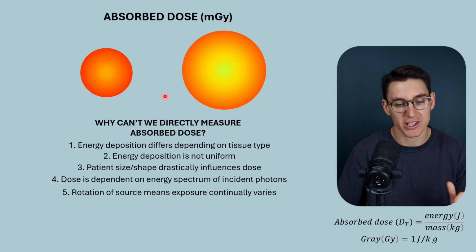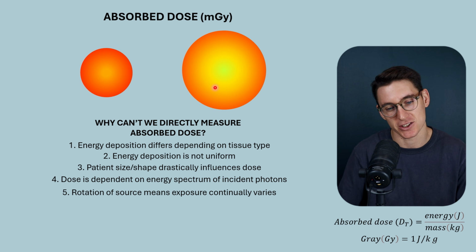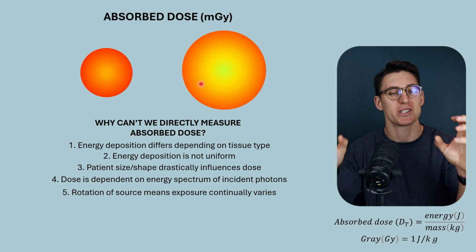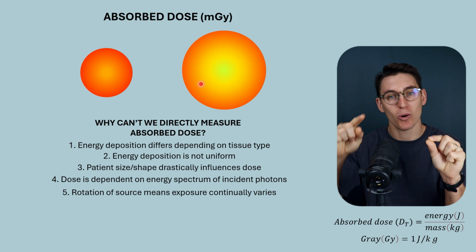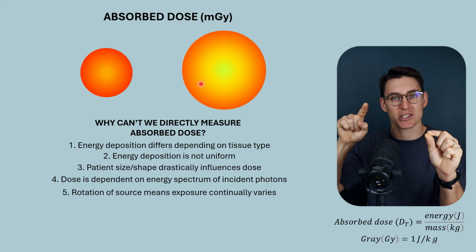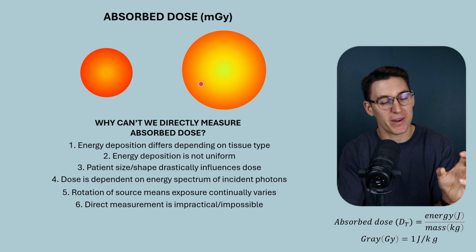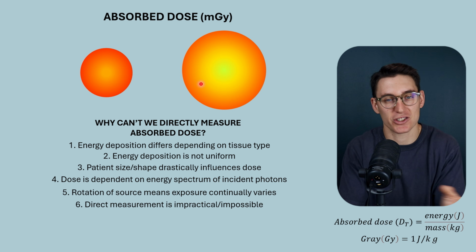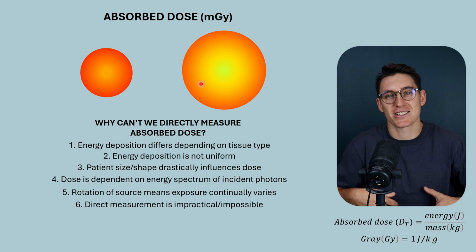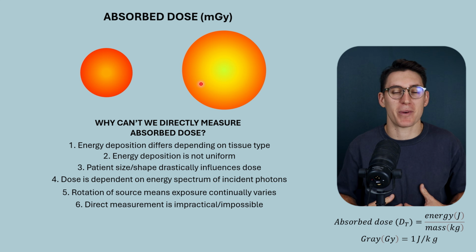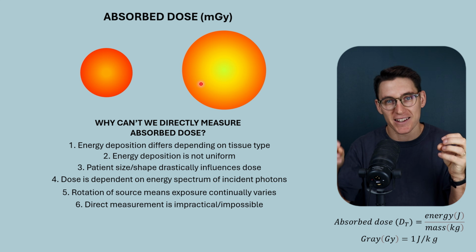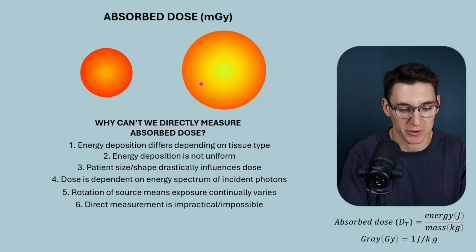We know that the rotation of the X-ray source around the patient means that if we were looking at a specific spot on the patient and we say, what dose is that specific tissue getting? Well, it depends where the X-ray source is at that given point in time. And lastly, direct measurement of absorbed dose is just completely impractical. We can't place dosimeters within the tissues of the patient and measure directly the ionization that's occurring. That just can't happen.